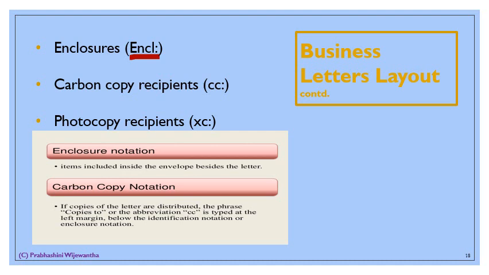Enclosure notation: items included inside the envelope besides the letter, as I mentioned before. Carbon copy notation: if copies of the letter are distributed, the phrase copies to or the abbreviation CC is typed at the left margin below the identification notation or enclosure notation.